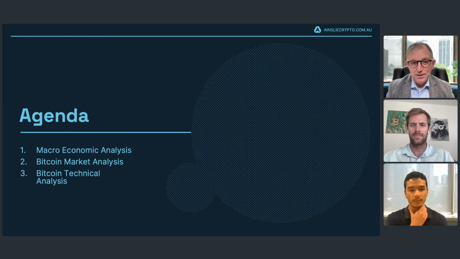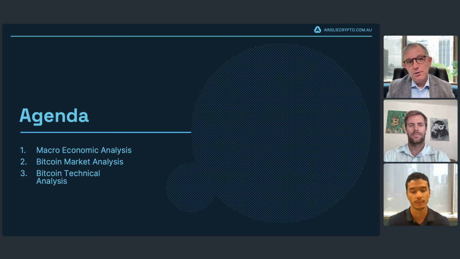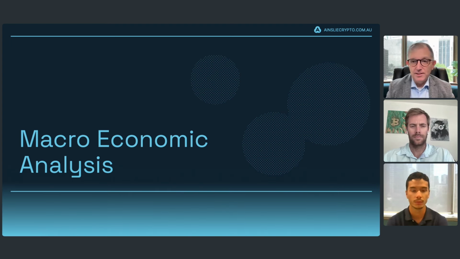Just a reminder to anyone who's watching for the first time or those who've watched before, the framework that we're going to use is look at that big picture first with a macro overview of what's going on in the macro economy. Then we zoom into the Bitcoin market specifically, and we follow that up with some Bitcoin technical analysis. So it takes a big top-down view of what's going on. And by the end of it, we hopefully have a really good idea of everything that's going on and how it all fits together. So let's start off with our macroeconomic analysis.